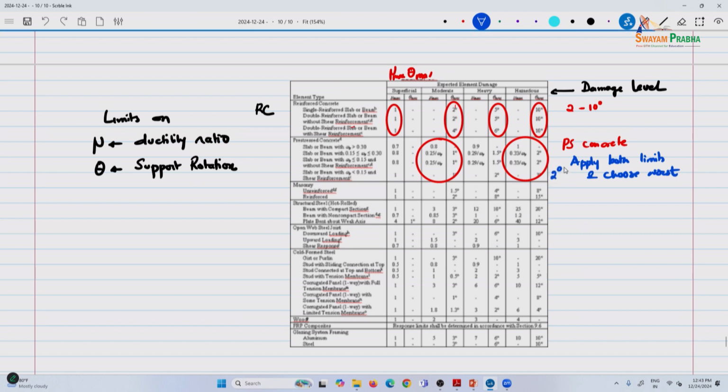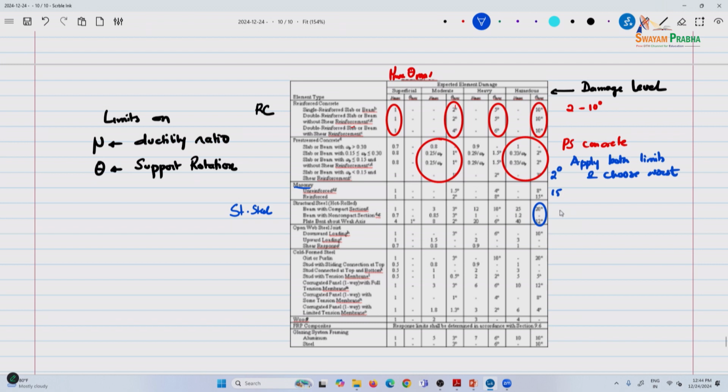Numbers are again what we are all about. Masonry, especially reinforced masonry, goes up to 15 degrees. Now, if you look at structural steel, there are both, going up to 20 degrees max for hazardous damage. For the least damage only the ductility ratio is specified, but it goes from 3 degrees to 20 degrees.